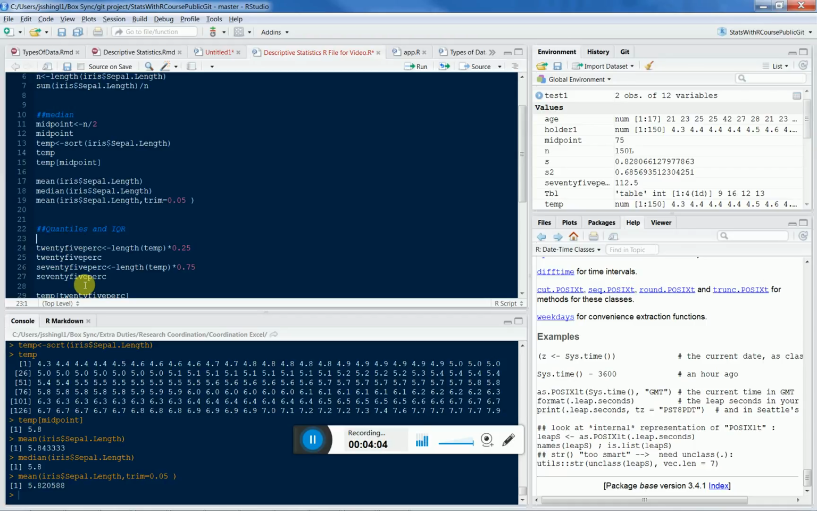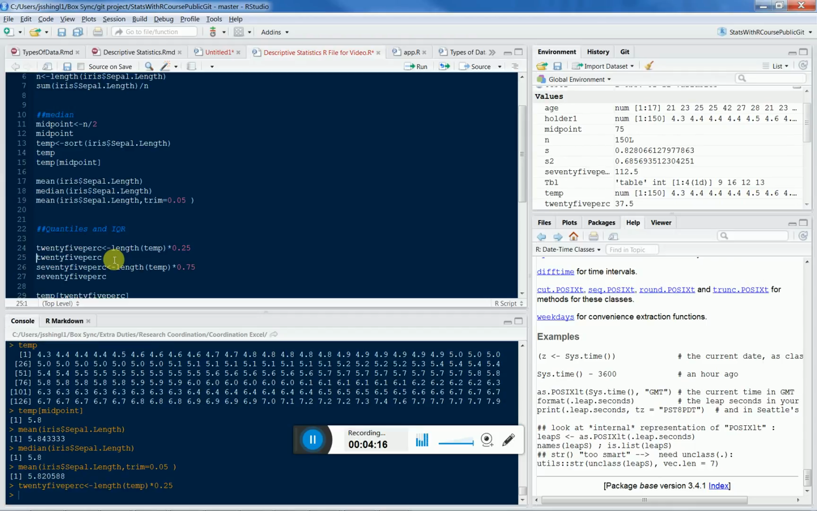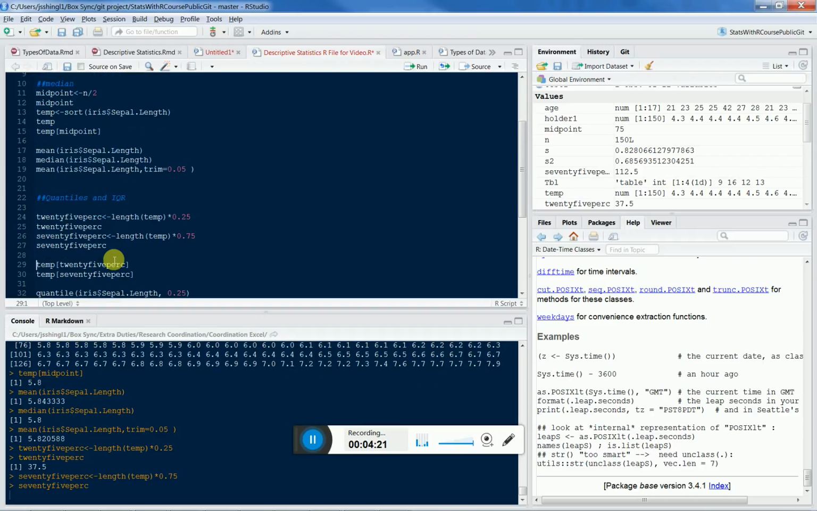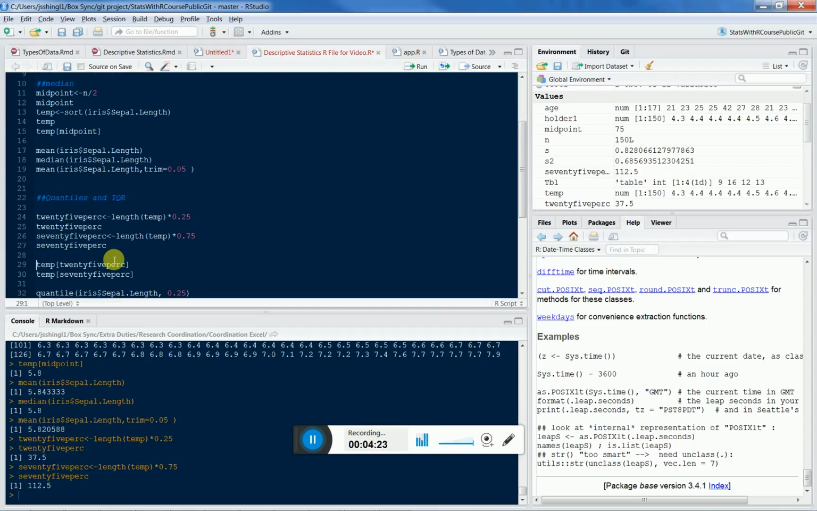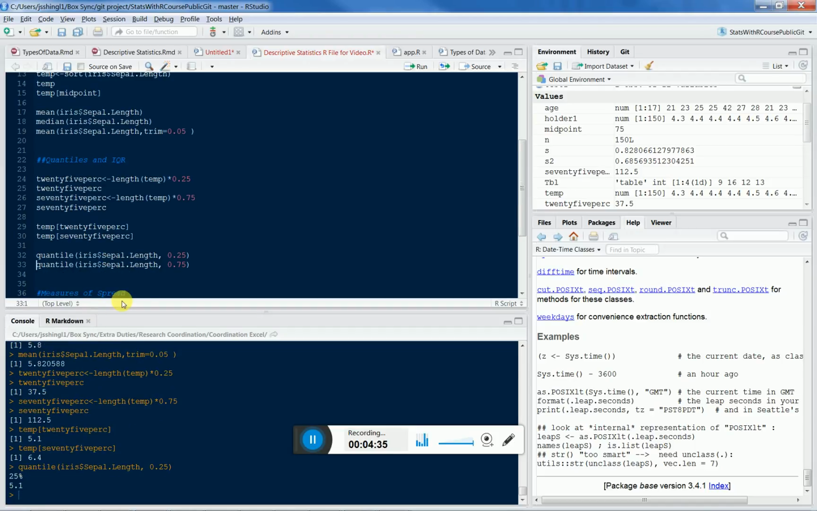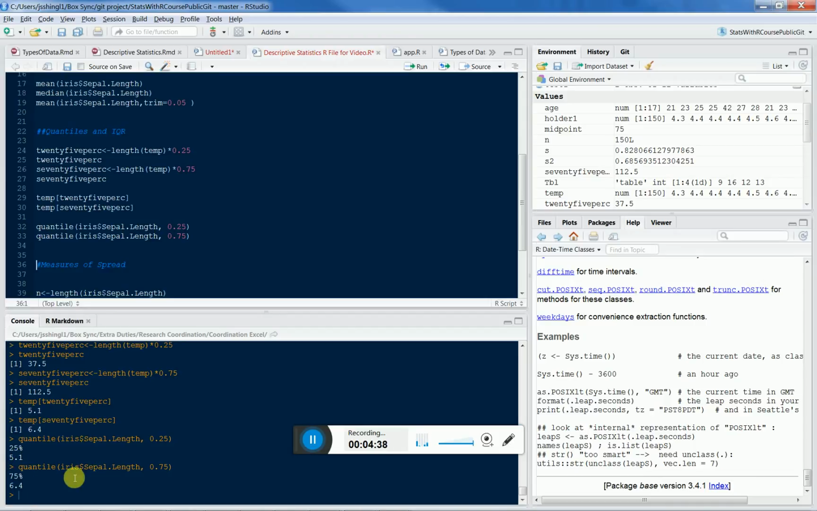I can use my previous sorted vector for this operation. I called this temp, so it's right there. First, I need to know where the 25th and 75th percentile observations are. So I'm going to run this, and they're at 37.5, which I'll just round down to 37, and 112.5, which rounds when I call on it anyway. I call on those to get my quantiles, so 51 and 64. As before, R has quick ways to find those. Say 25th, 75th.